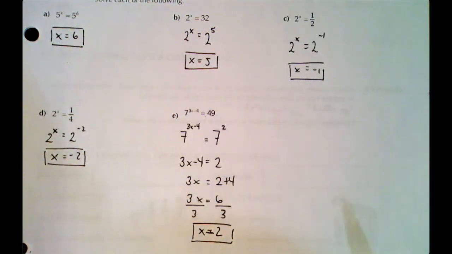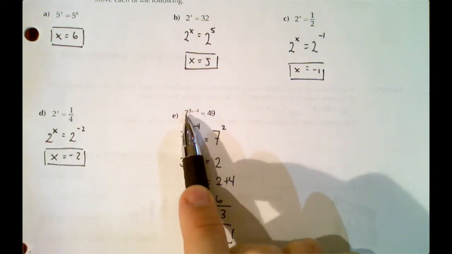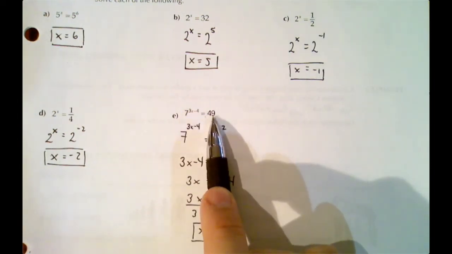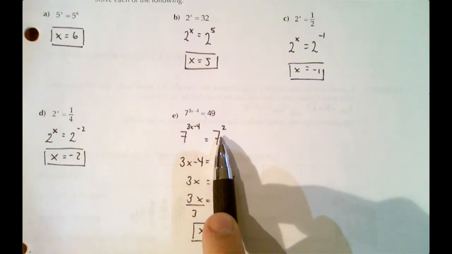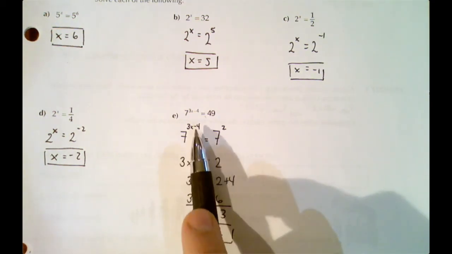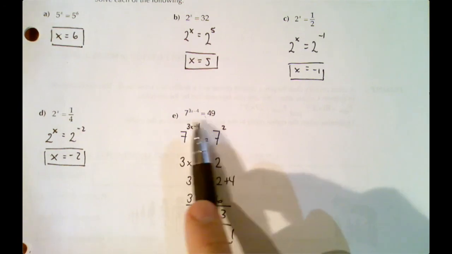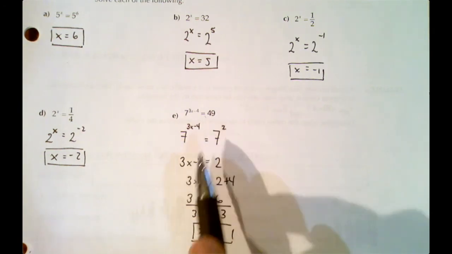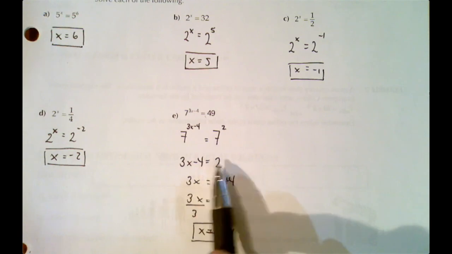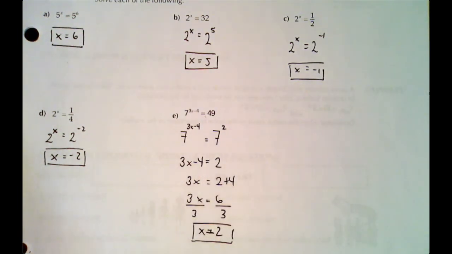So same concept. Base is 7. This base isn't 7. Change it to a base of 7, guessing and checking in your calculator. Once the bases are the same, make the exponents equal. 3x minus 4 equals 2. That's my next line. 3x minus 4 equals 2. Solve for x. All right, let's flip it over.